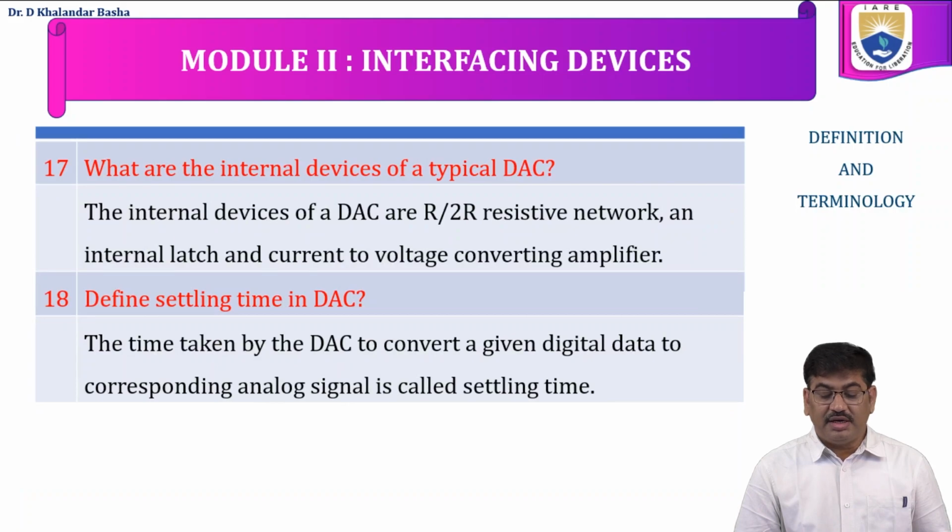What are the internal devices of a typical DAC? Where DAC stands for digital to analog converter. The internal devices of DAC will vary by using different mechanisms for converting digital to analog. One of the methods mainly used is an R-2R ladder resistive network, an internal latch, and a current to voltage converting amplifier.